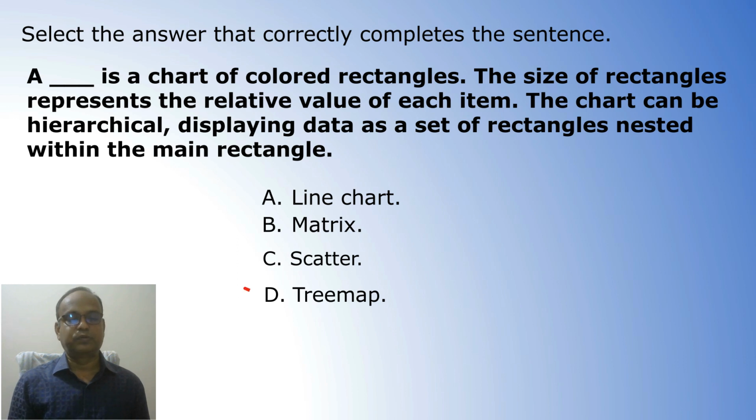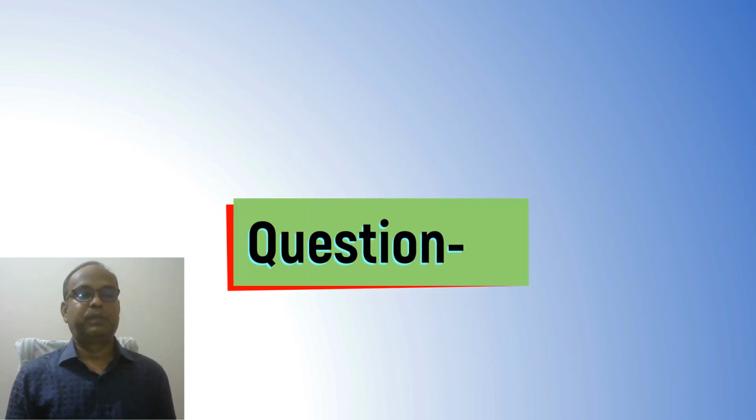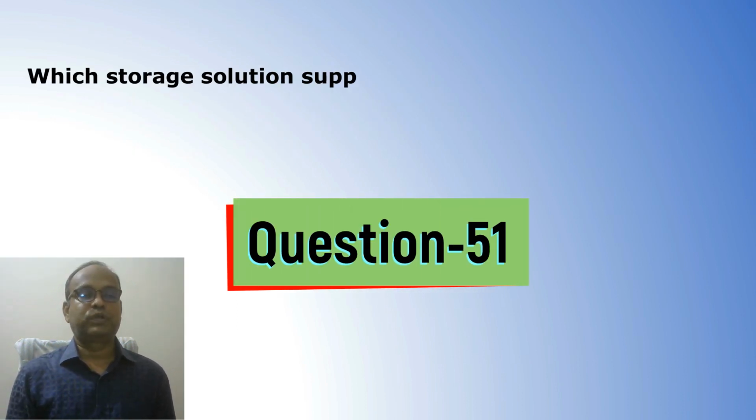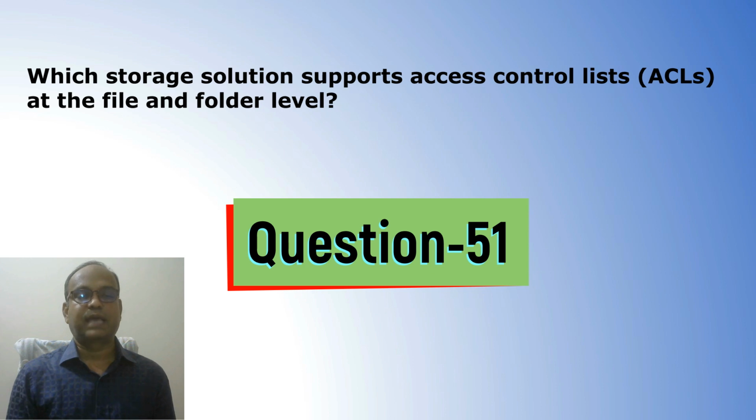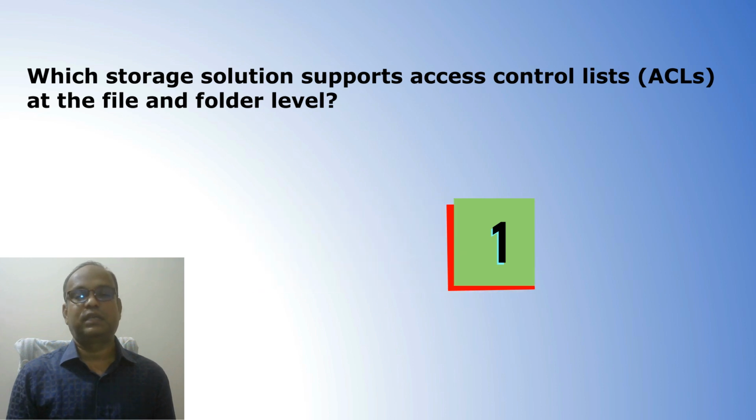Answer. The correct option is tree map, because a tree map chart divides the chart area into rectangles that represent the different levels and relative sizes of the data hierarchy. Next question, question number 51. Which storage solution supports access control list, ACL, at the file and folder level?